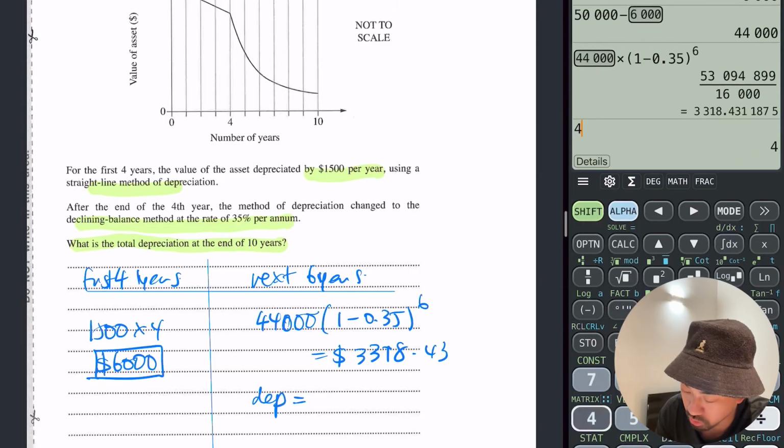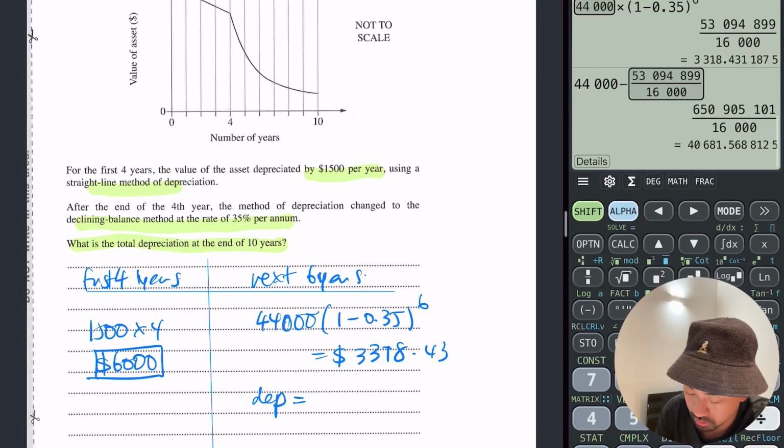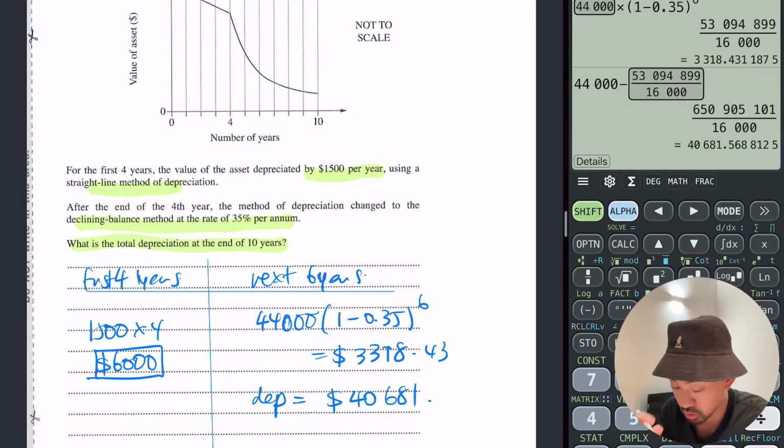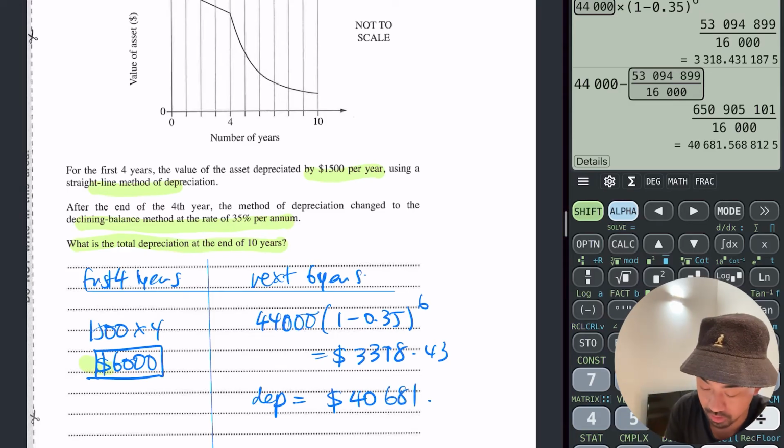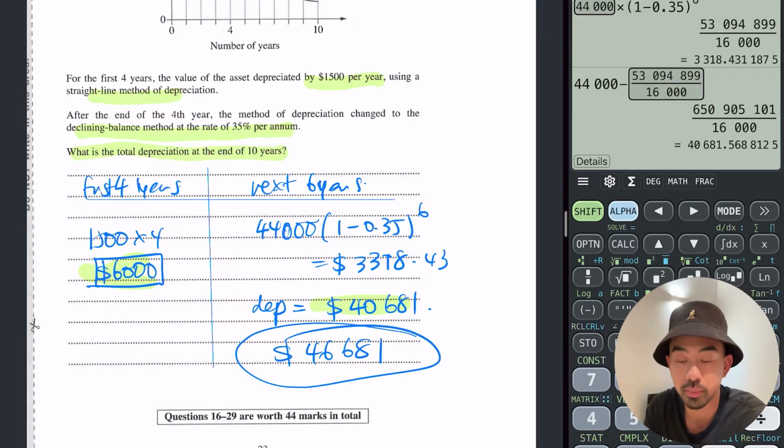It's going to be 44,000 minus answer. So it's gone down $40,681. So in total, we're going to add this and this. What is the total depreciation? So it's going to be 46,681. So it's gone down quite a bit.